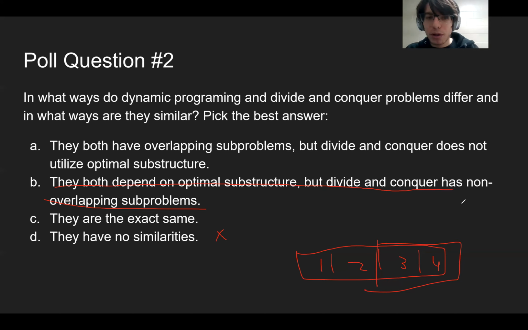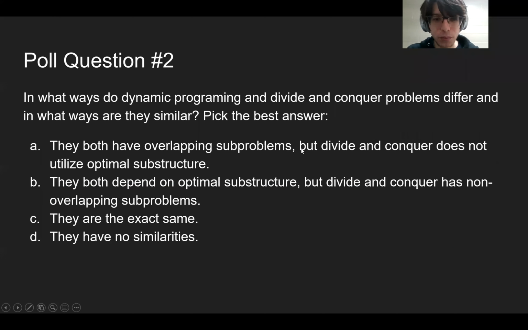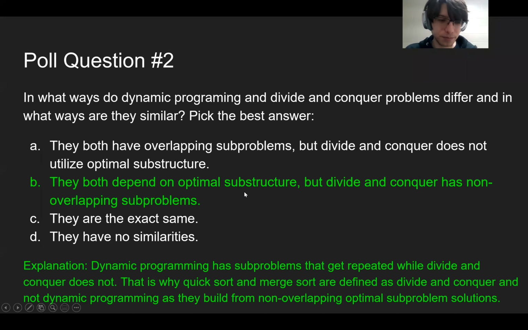So there's a substructure that's the same. We do the same thing, whether it's in the left half or right half. We're just going to call it recursively. So there's the same optimal substructure, but there aren't overlapping subproblems with divide and conquer, whereas there is with dynamic programming. So we're going to go with B. They both depend on optimal substructure, but divide and conquer has non-overlapping subproblems.